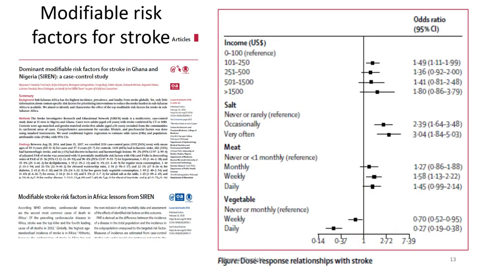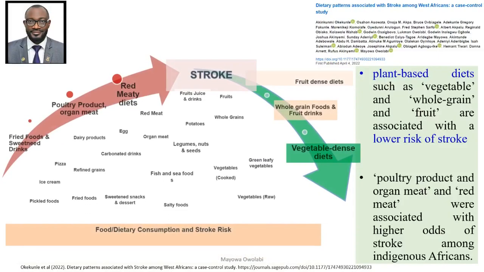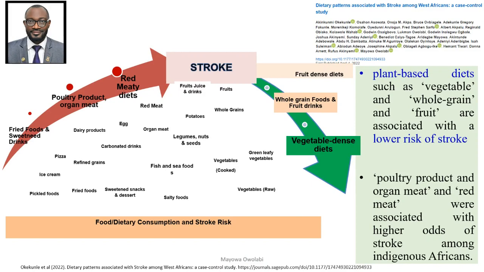And in Africa, we find that daily consumption of green leafy vegetables protects against stroke, whereas red meat consumption, salt consumption, and an income stratum of between $100 and $250 a month increase the chances of stroke. We've summarized the effect of diet on stroke in this newly accepted or published work from our team on the interaction between dietary factors and stroke. And you'll find that vegetable-dense diets are protective against stroke, followed by whole grain and fruits, whereas a meaty diet is a risk factor for stroke.